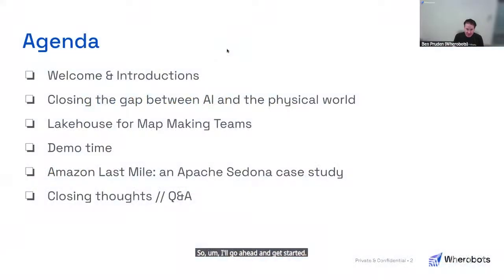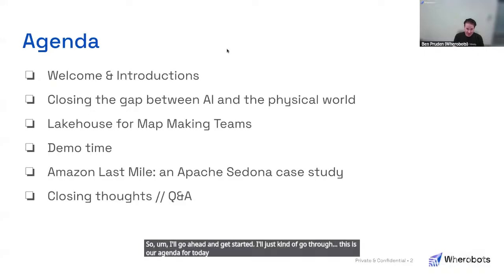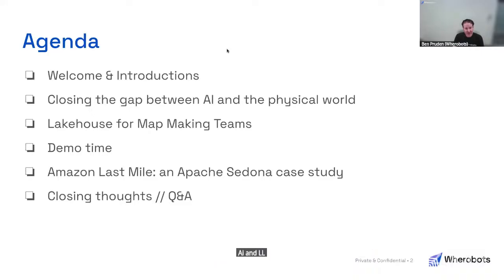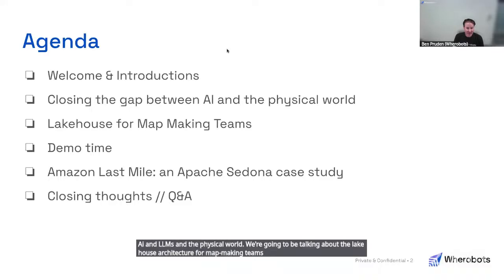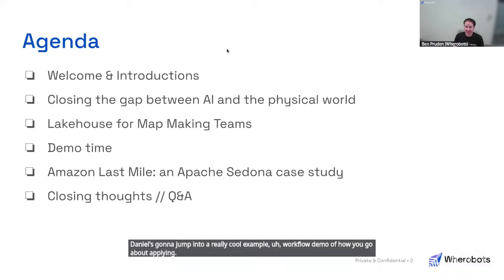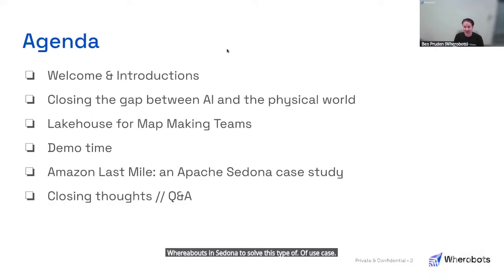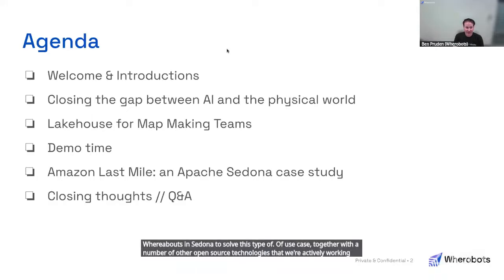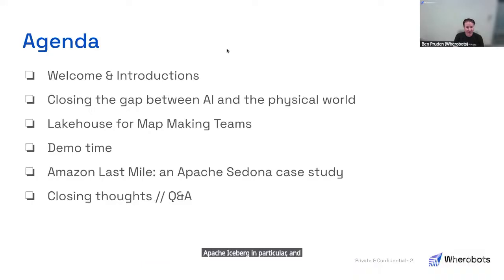This is our agenda for today. We're going to be talking a little bit about where we see the world headed and the need of closing the gap between AI and LLMs and the physical world. We're going to be talking about the lakehouse architecture for map making teams. Daniel's going to jump into a really cool example workflow demo of how you go about applying Wherobots and Sedona to solve this type of use case, together with a number of other open source technologies that we're actively working on, Apache Iceberg in particular, and Parquet for data formats.